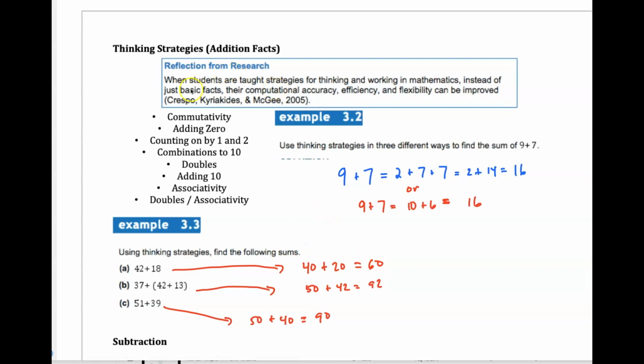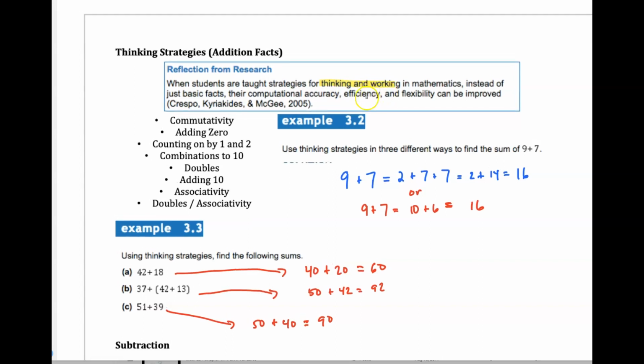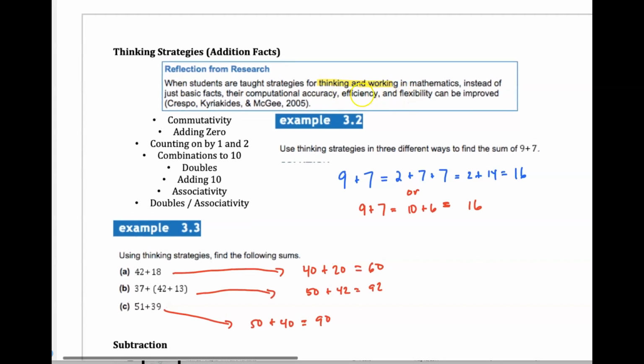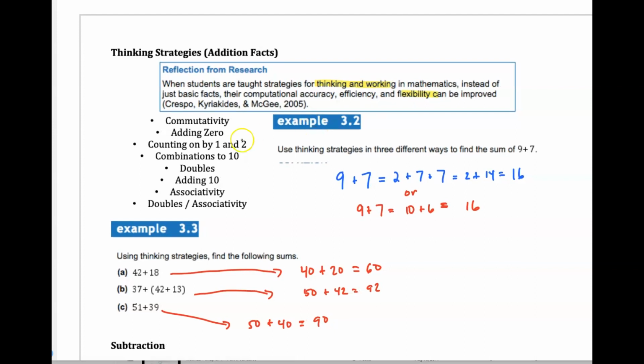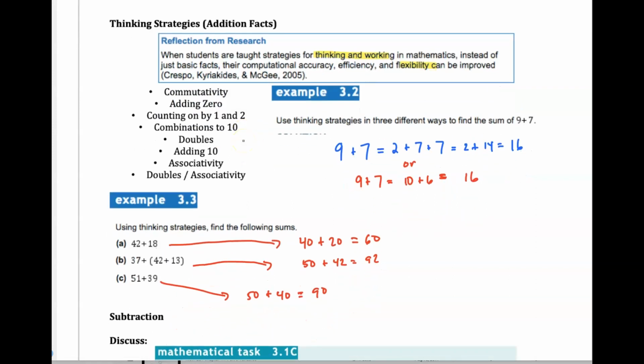And it's important to know from research that when students are taught strategies for thinking and working in mathematics instead of just memorizing their basic facts, which they will do, but if we are taught other strategies, they become more flexible and efficient with their thinking. And so let's look at a couple of examples here.